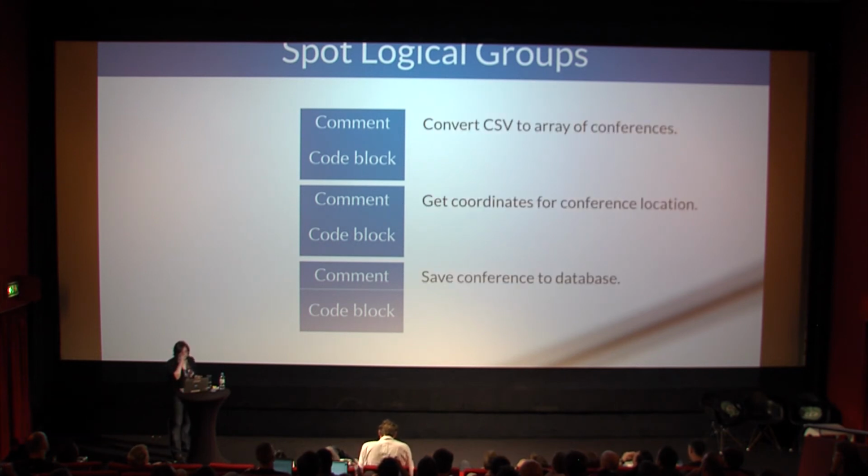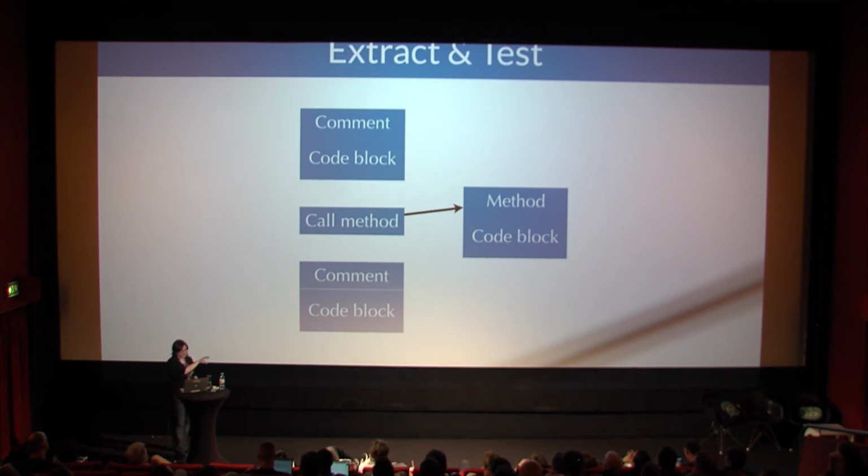You spot the logical groups. Let's say a comment says, this block of code converts a CSV to an array of conferences. So we're reading some list of conferences, where they are, which city, and we're going to convert it to an array. Then for each item, we're going to get the coordinates, right? And then we're going to save those coordinates to the database. And when we do that, we can put things on the map, because now we have coordinates and we can see where all the conferences are. So what you do is you extract that block into its own method.